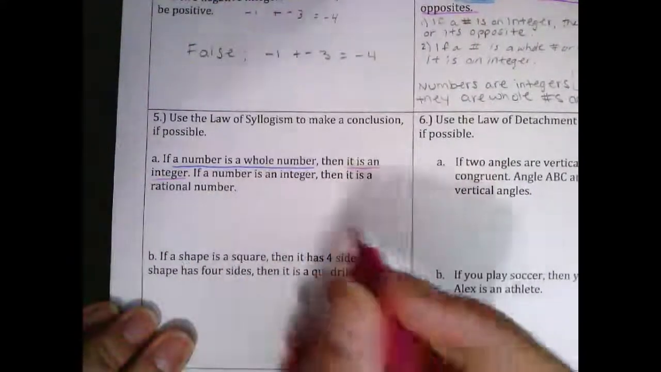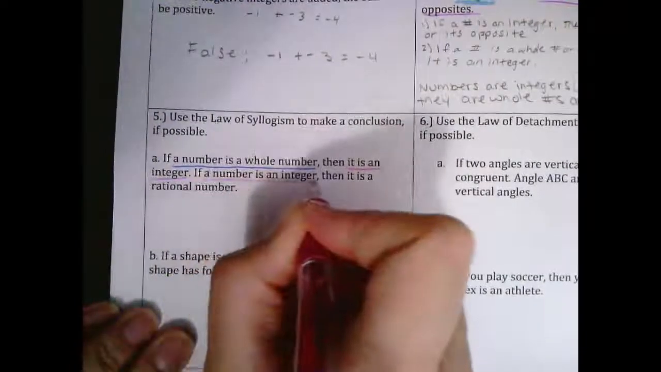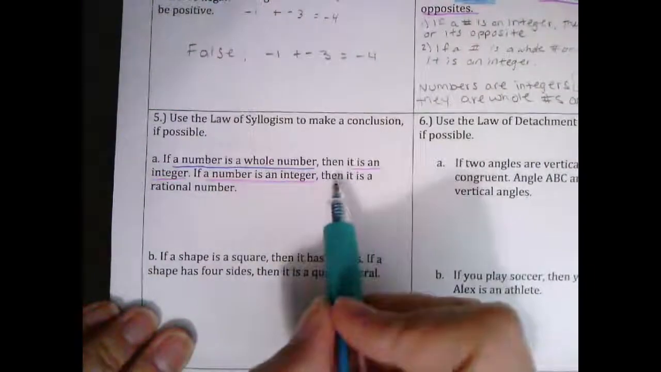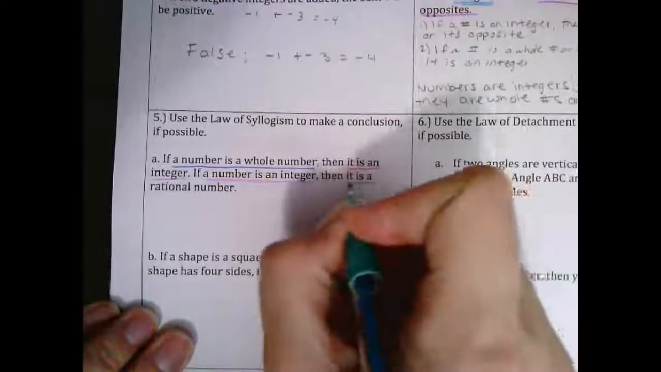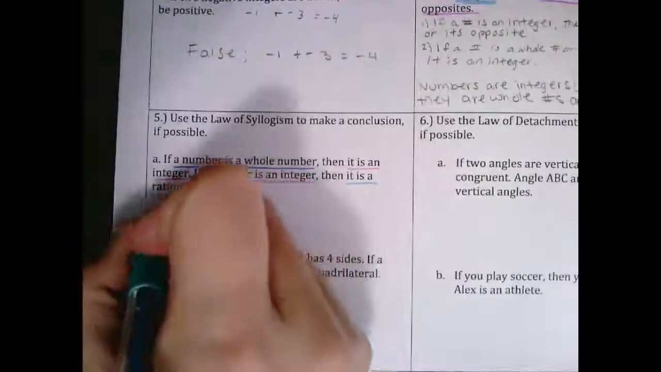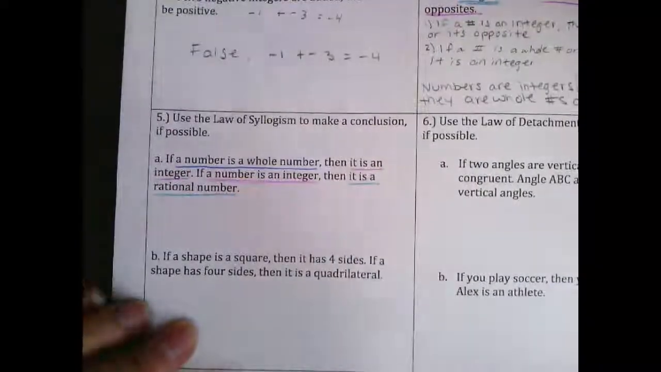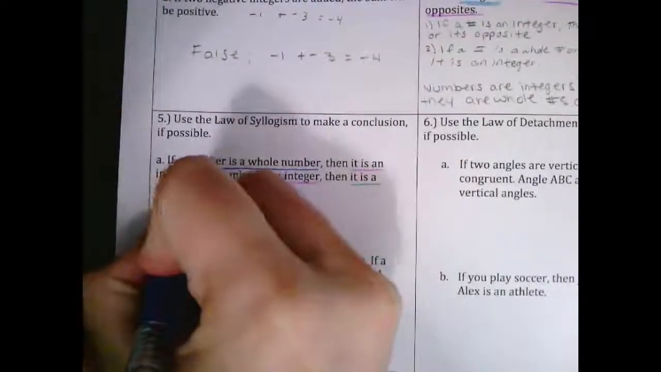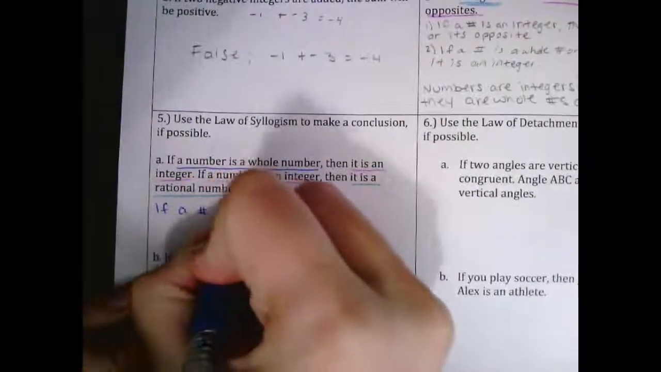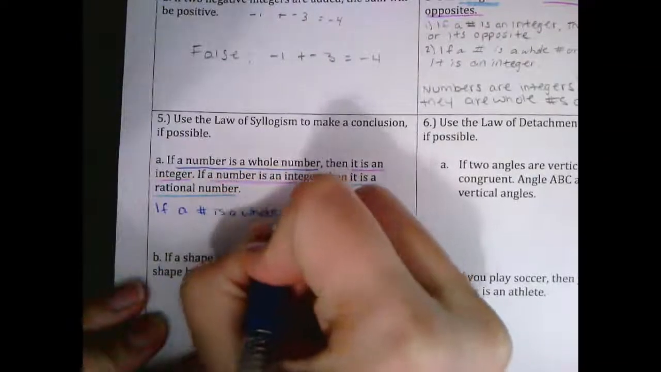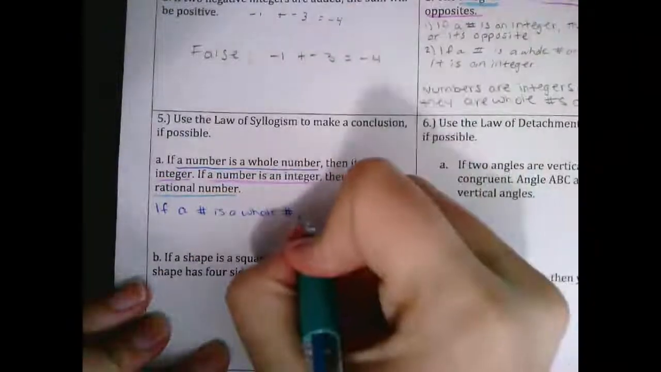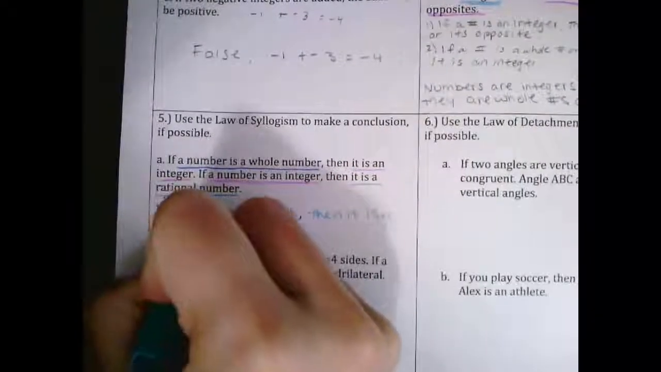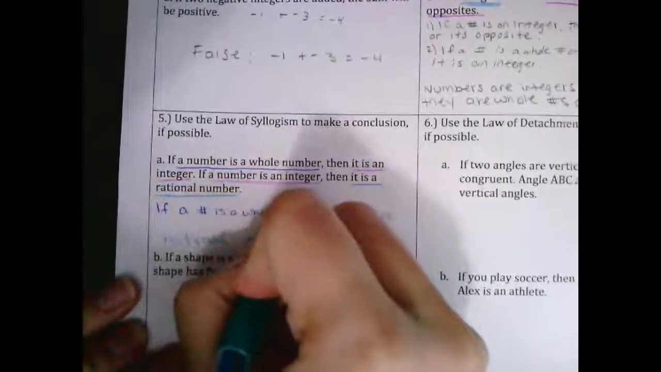The hypothesis of the second statement would say if a number is an integer, so a number is an integer would be the hypothesis. And then it says then it is a rational number. So it is a rational number would be the conclusion of the second statement. So using the law of syllogism, we should say if a number is a whole number, then it is a rational number.